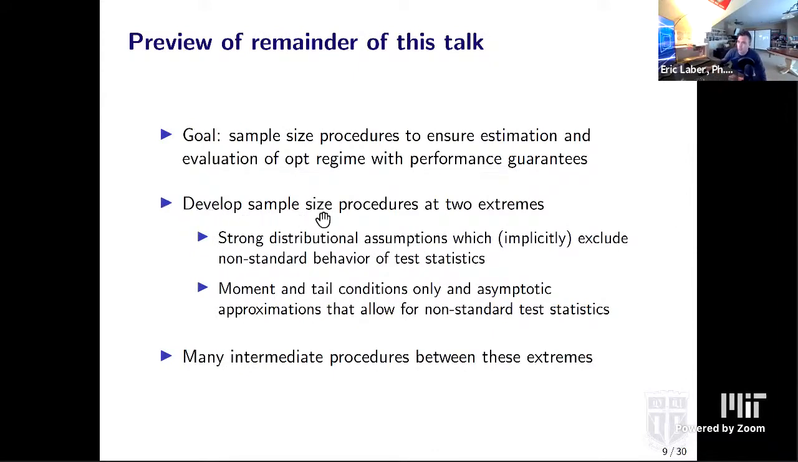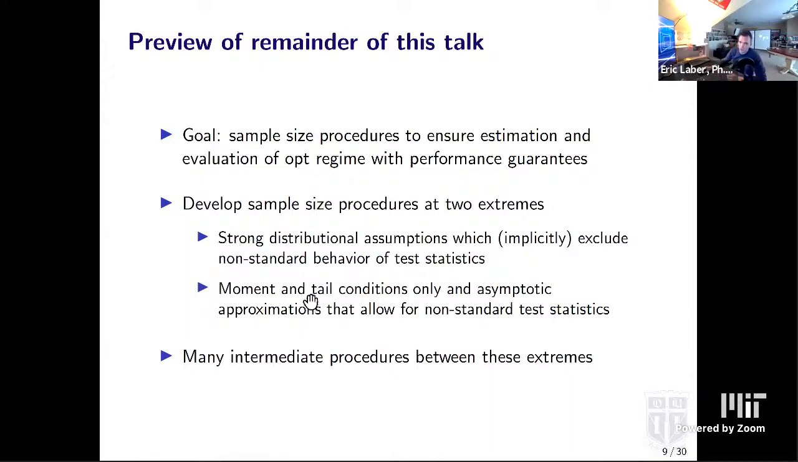And so the way we're going to do it in this talk is we're going to look at two extremes. The first is we're going to just put distributional assumptions on everything. So this is the simplest possible case. You just assume everything has a nice parametric form, in which case we'll see that you get nice test statistics, everything's asymptotically normal. But what's happening there is you're implicitly excluding all this non-standard behavior that's known to be a major problem in this area. So that structure precludes any non-regular behavior, but you get nice closed form solutions.